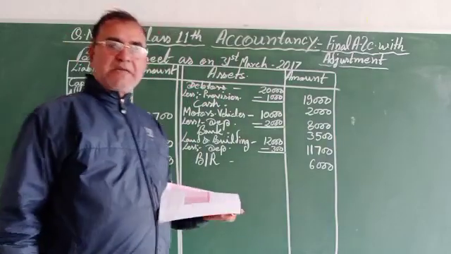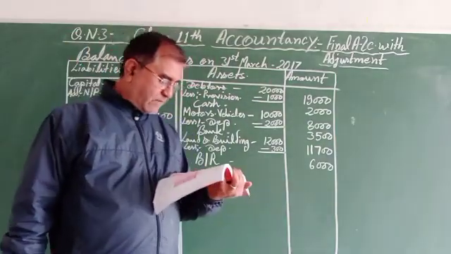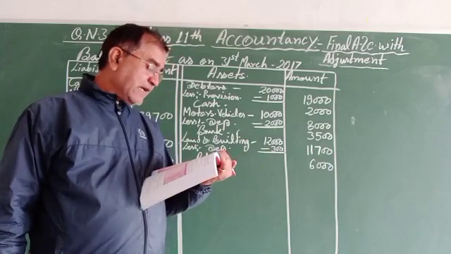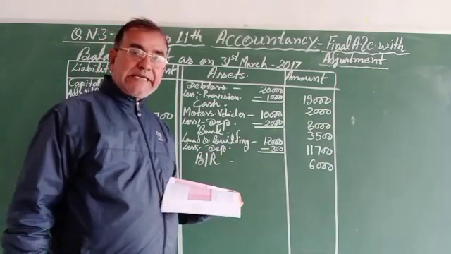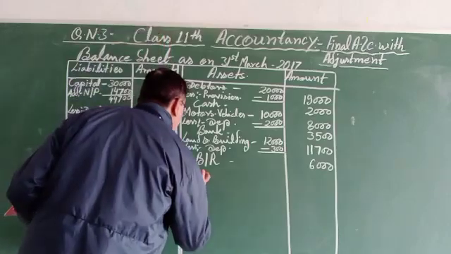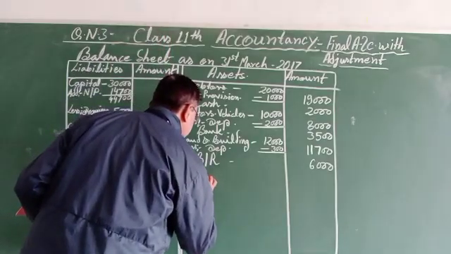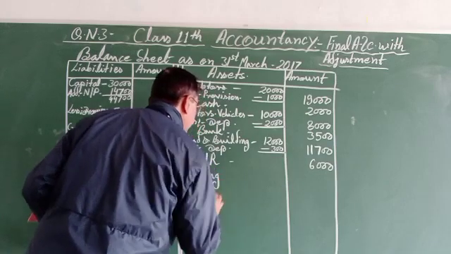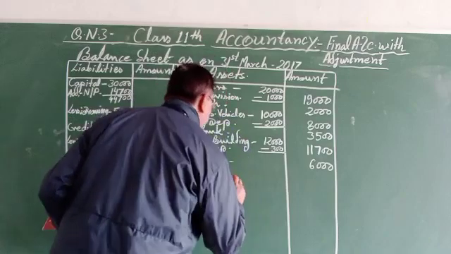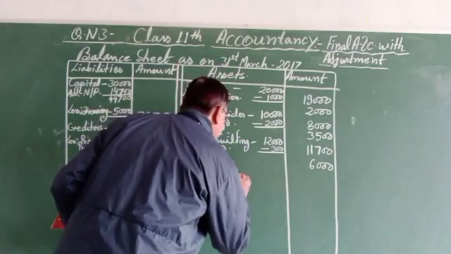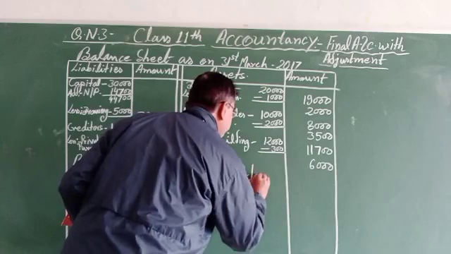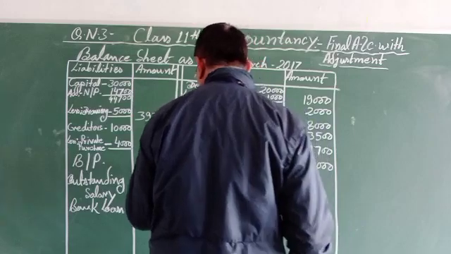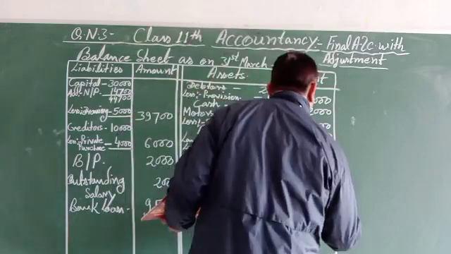In the additional information, go through the additional information: land and building, salary, stock, closing stock. Closing stock will also be resold next year. That's why it will become an asset. Closing stock is given; the value of closing stock is equal to 7,000.